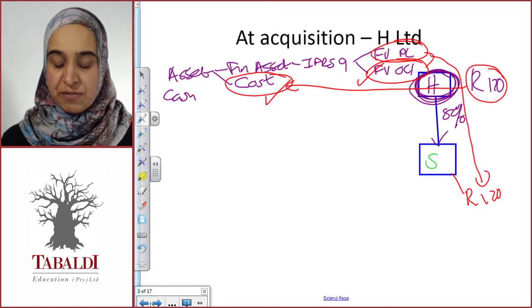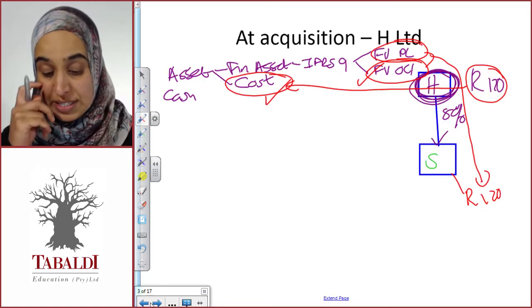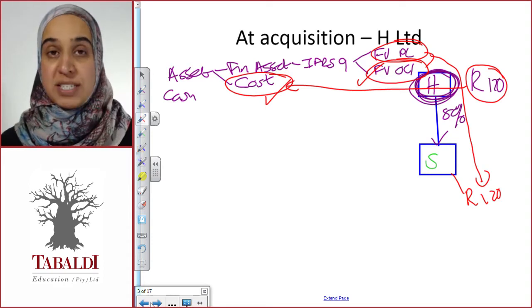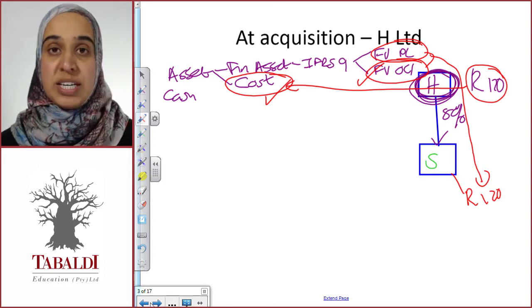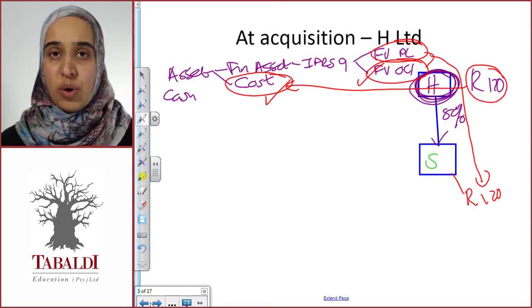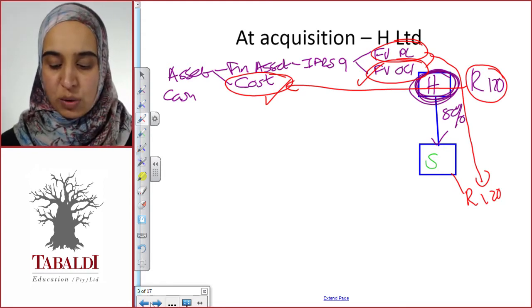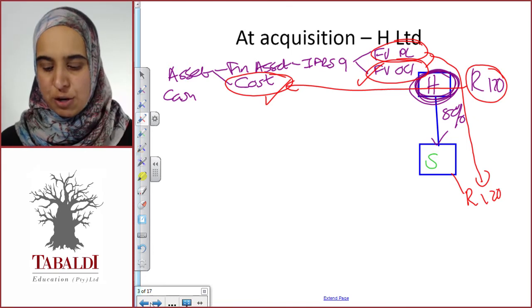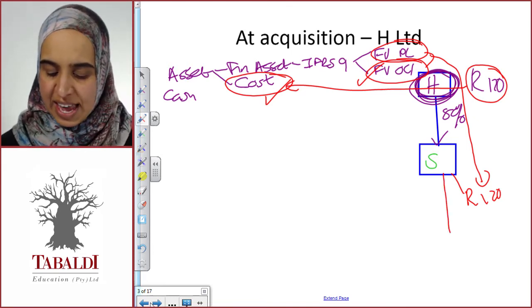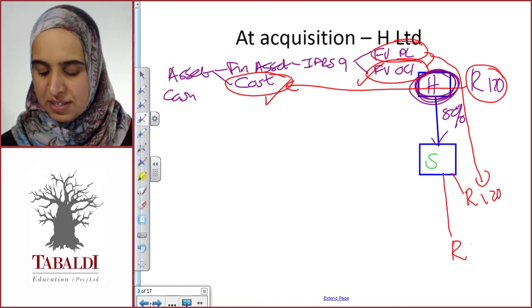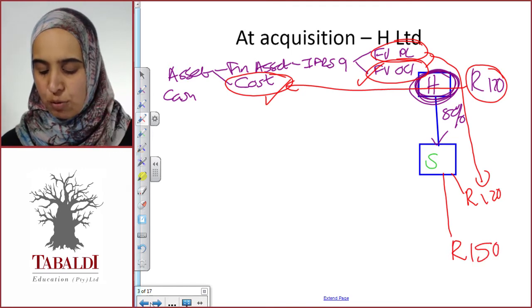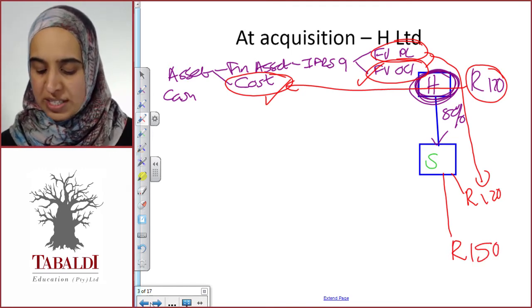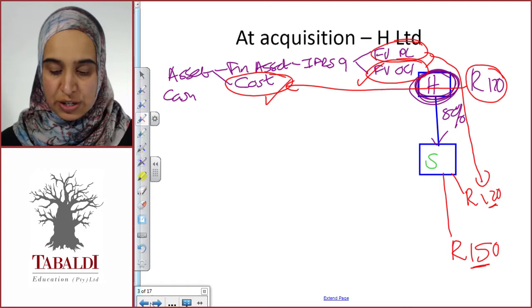If your accounting policy choice is to account for this investment at fair value through OCI, you need to then have a look every year or as often as possible and see, well, what is this movement? What is the fair value and how has the fair value moved? So let's say at the end of the year after acquisition has happened, the value of S has now moved to 150. So it was 120, it now increased to 150.